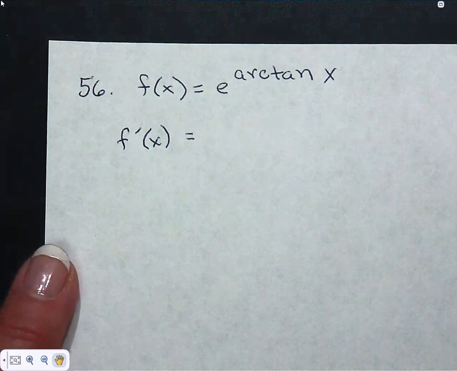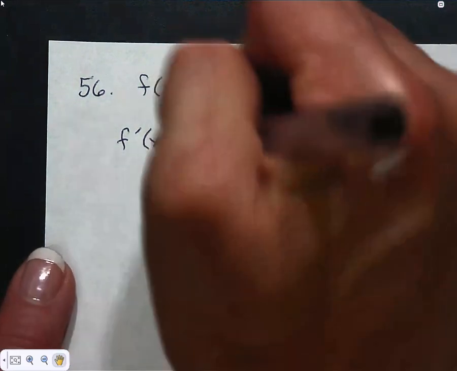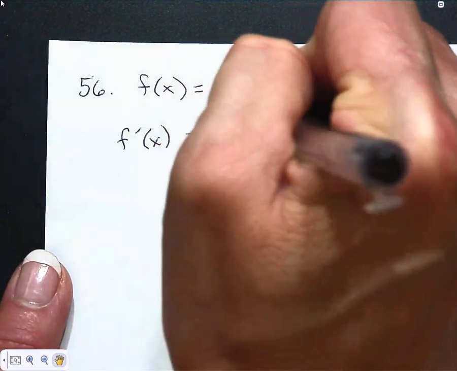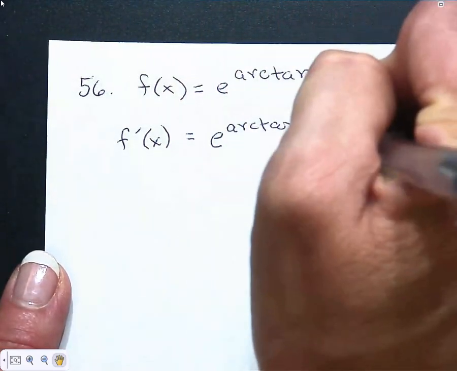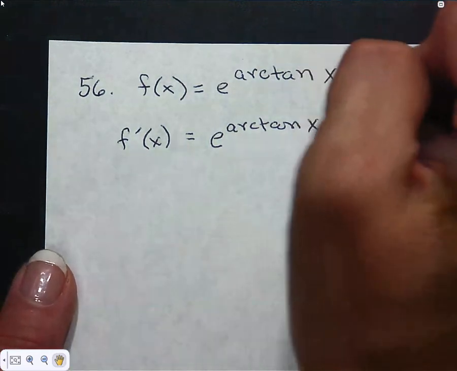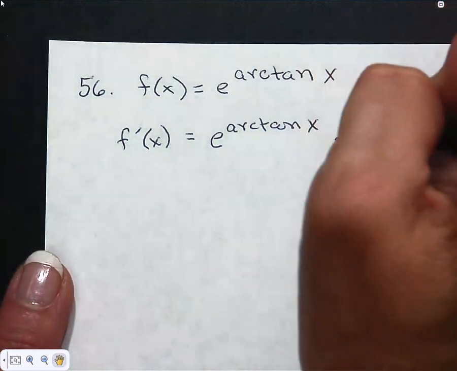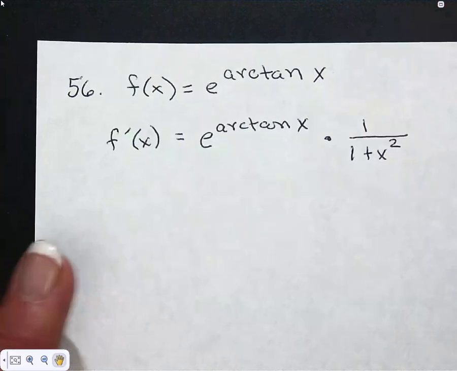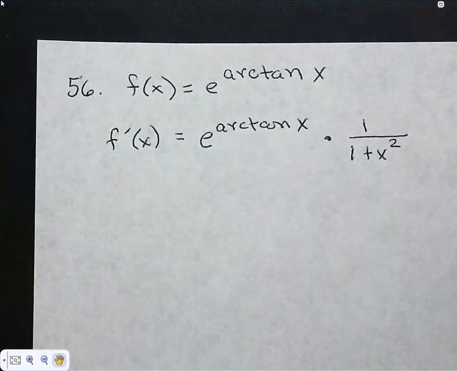What's the derivative of e to the ugly? E to the same old ugly times the derivative of the ugly, which is 1 over 1 plus x squared. Is there anything that makes the original function undefined? No. We can take arctangent of anything. We can raise e to any power. So don't have to worry about endpoints or discontinuities, anything like that.